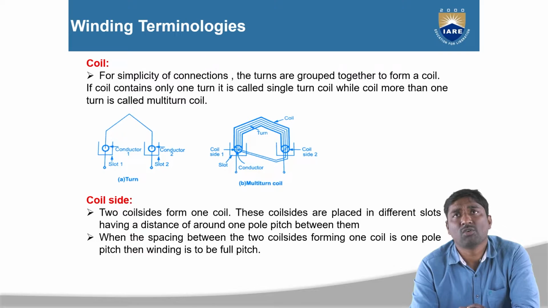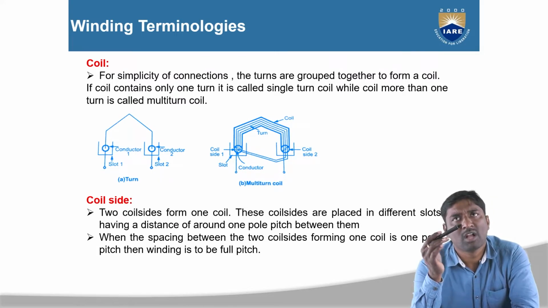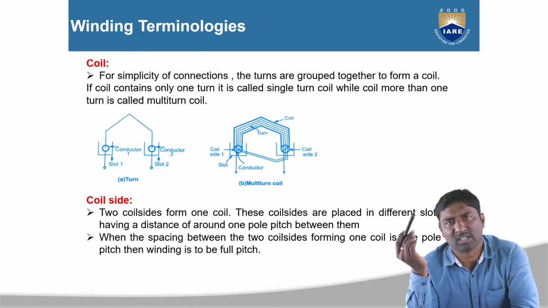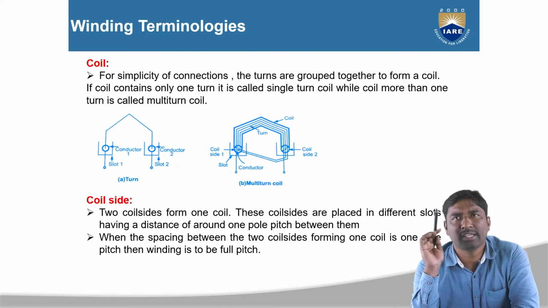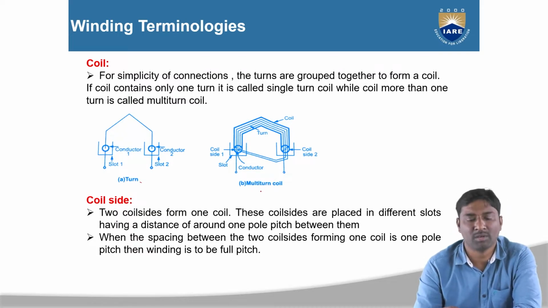First, the coil. A coil is a simplicity of connections, that is, turns grouped together to form one coil. If a coil contains only one turn, it is called a single turn coil. If a coil has more than one turn, it is called a multi-turn coil. You can see diagrams A and B here: this is the single turn coil, and this is the multi-turn coil.